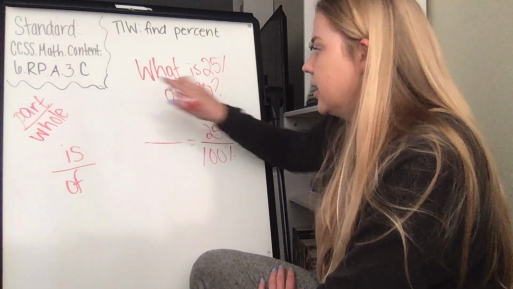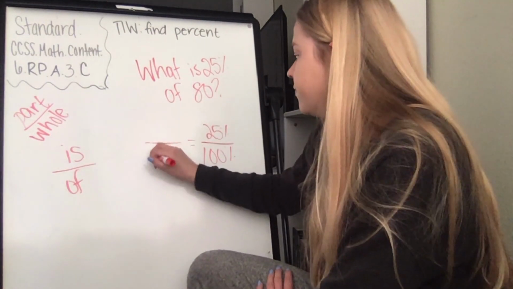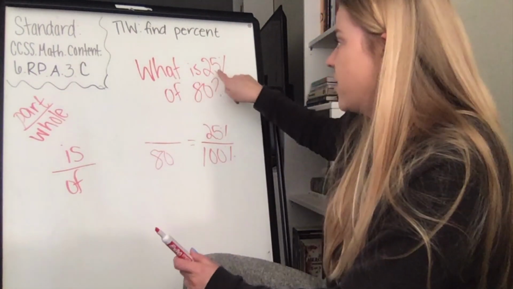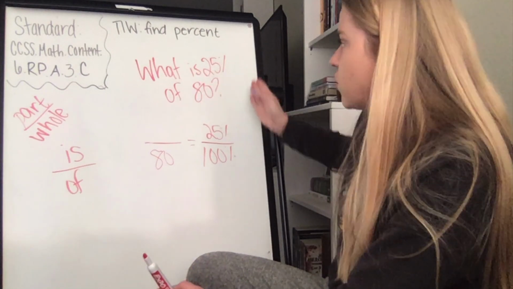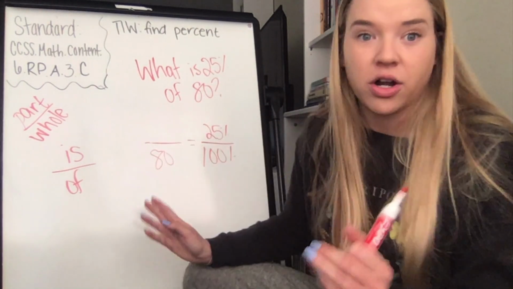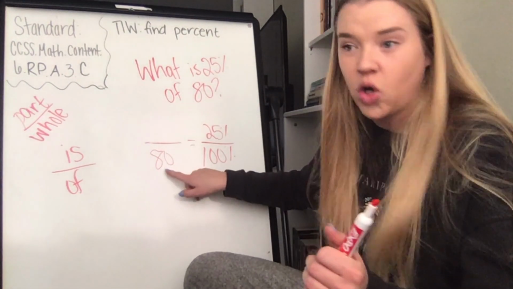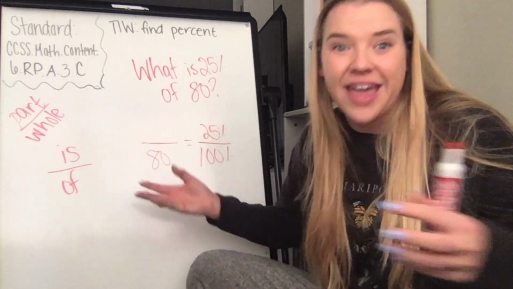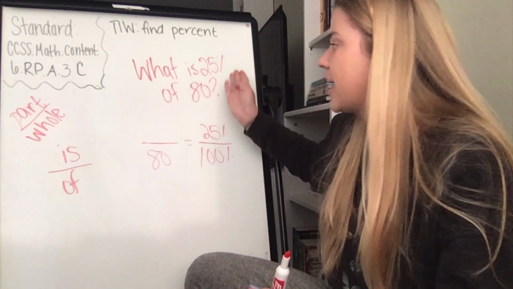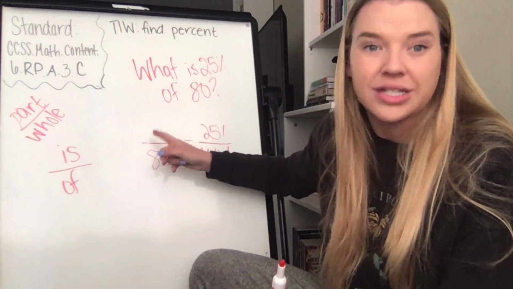Of 80. Of goes on bottom because I'm finding 25%. So it says, what is 25%? I don't know what the part is. I know what the whole thing is. The whole number is 80 because it's saying of 80. But I have no idea what that 25% is. That's what I'm searching for, that part.